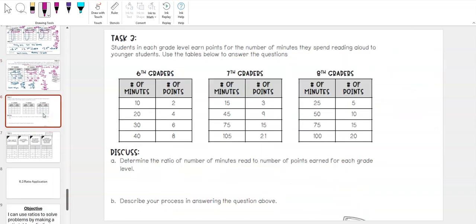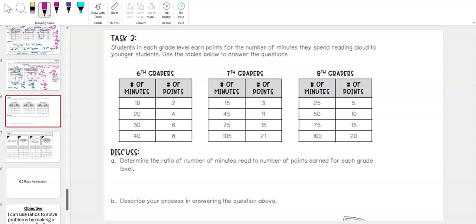All right, our next task has us look at students in each grade level that earn points for the number of minutes they spend reading aloud to younger students. So we need to figure out the ratio of number of minutes read to number of points earned for each grade. So same thing. Oh, excuse me. Minutes earned to points earned.